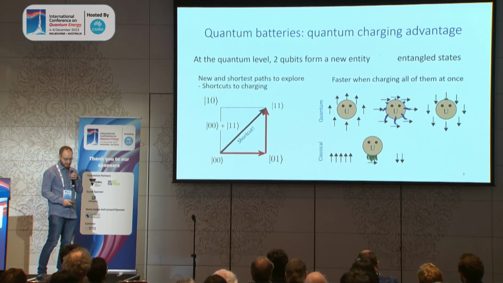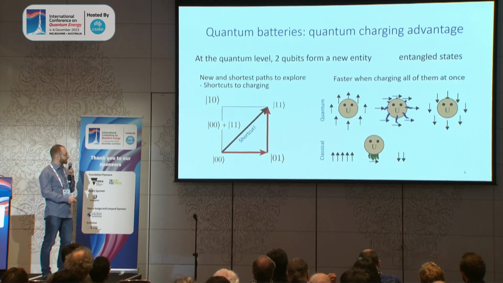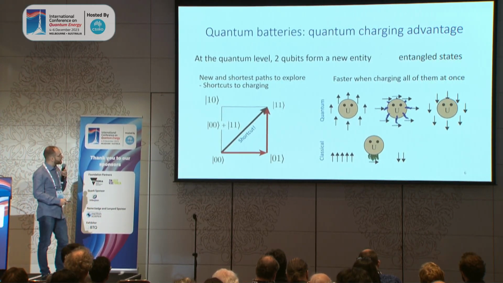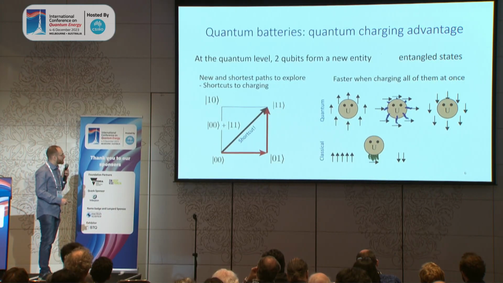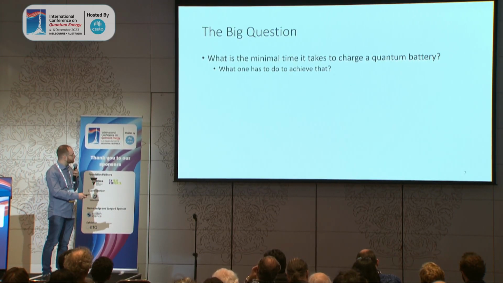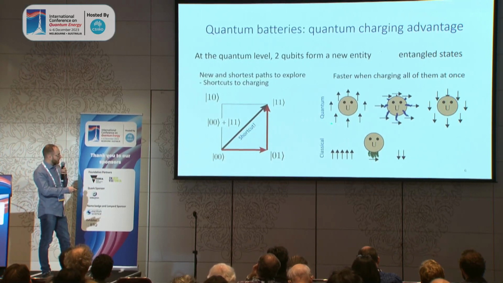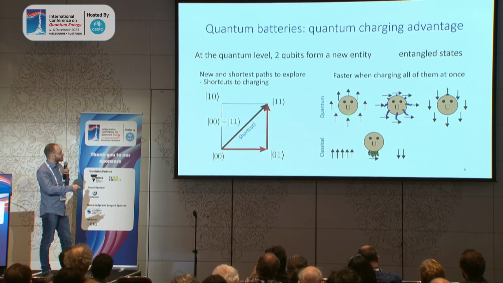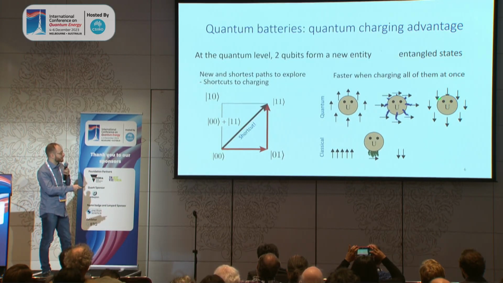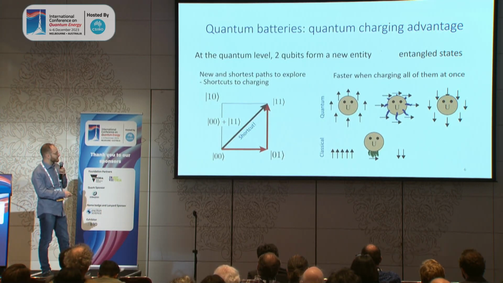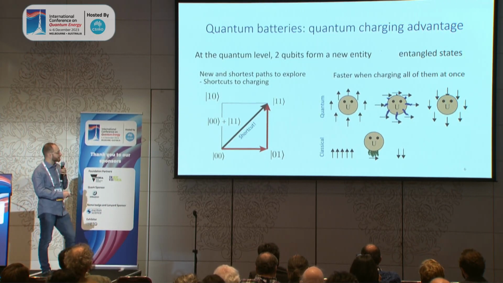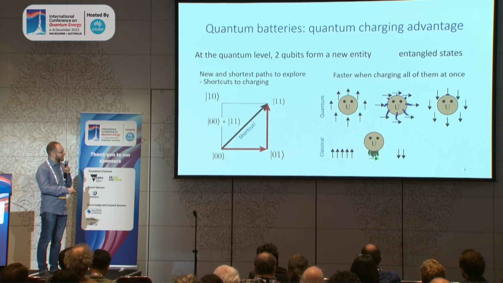At the quantum level, the two qubits form a new entity. We have entangled states. And I'll specifically talk about these shortcuts to charging. When you have a quantum charger, it charges all the spins at the same time, and then you create this charged state. While classically, what's usually considered is that you either charge all of them separately, independently, but with less power, or one at a time with more power.